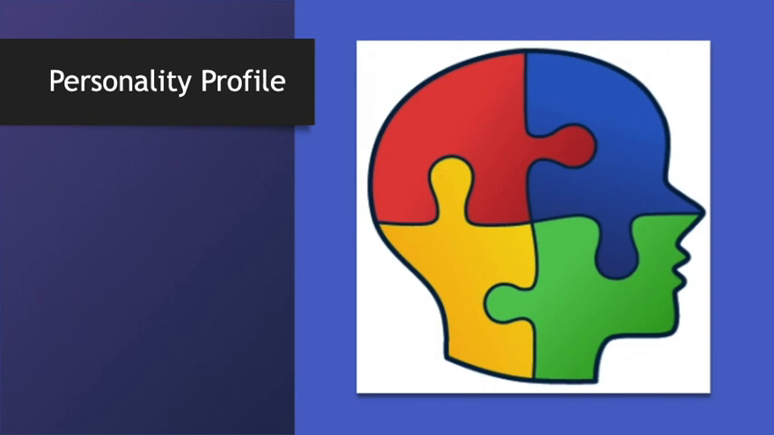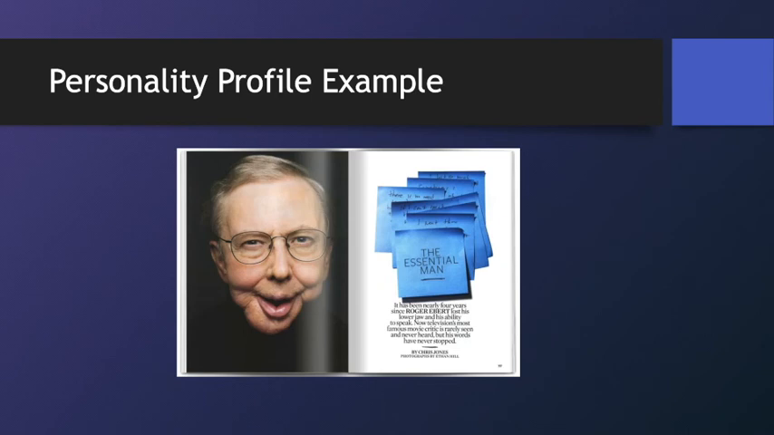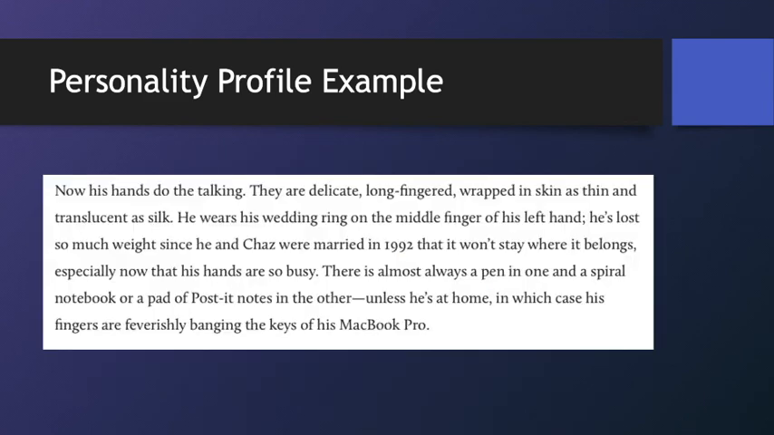All right, let's go over the different types of stories. First off, you guys know this one, personality profile, an in-depth look at an individual, typically somebody who's interesting because of who they are or what they've done. We had the Roger Ebert example, the reading that you guys did about him and his life, was one example of a personality profile. Here's a little screenshot of it. "Now his hands do the talking."